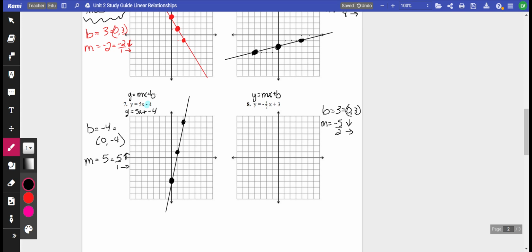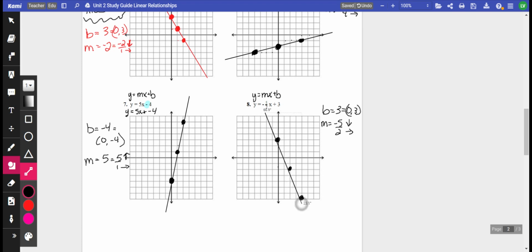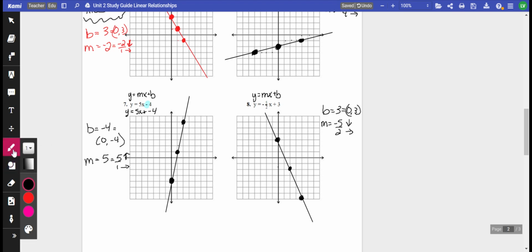Again, you guys need to create the problems in a way that is most effective for you. All right, going back to problem number 8, I'm going to graph 0, 3, because that's my y-intercept. And then I'm going to use my slope of going down 5 to the right 2. I'm going to go down 5 to the right 2. And I'm going to go ahead and connect my points. Continuing.